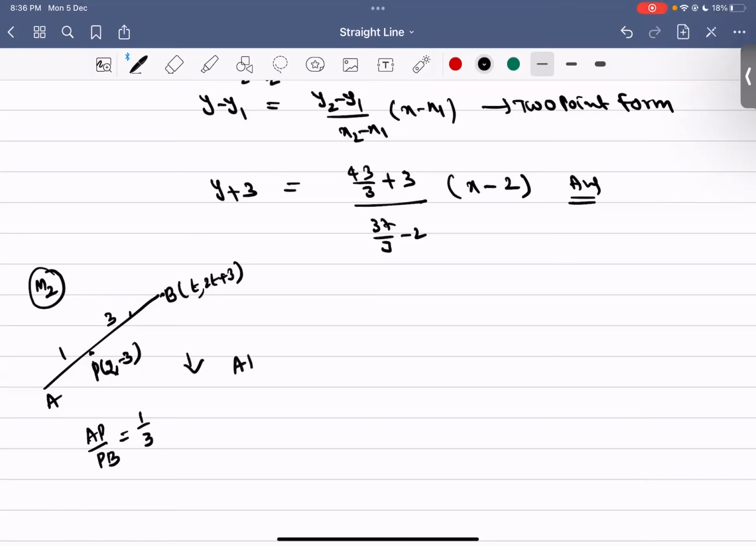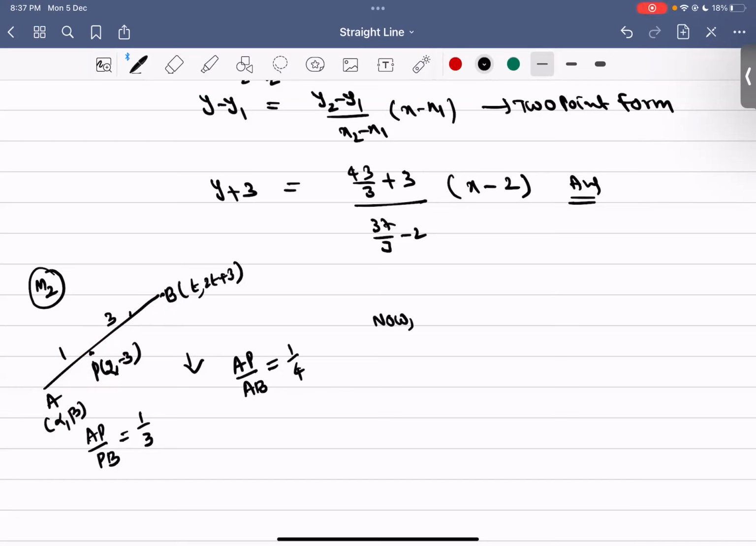Now tell me, AP by AB is equal to what? 1 by 4. Yes or no? Because if AP distance is 1 unit, AB distance is 4 units. Therefore, the ratio is 1:4. Can we say like this? Now, A alpha comma beta divides PB externally in the ratio 1:4 or not? Yes. Now, directly we'll get A. You need not solve any alpha beta.